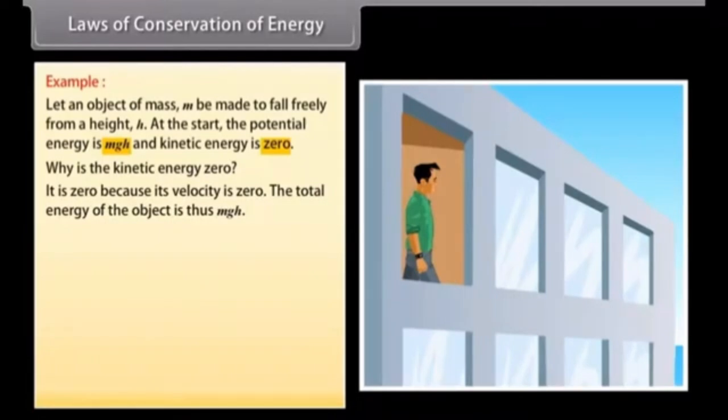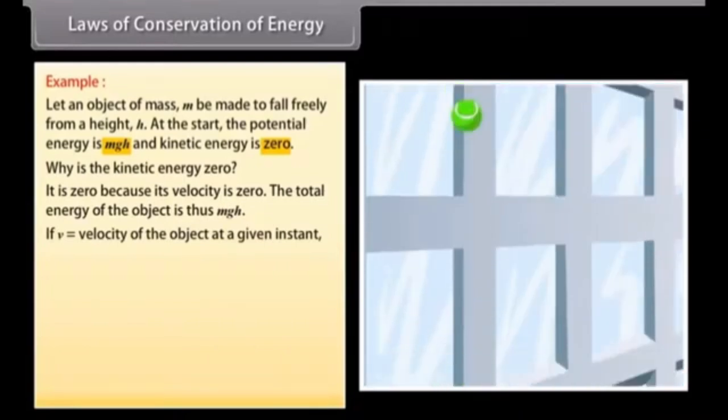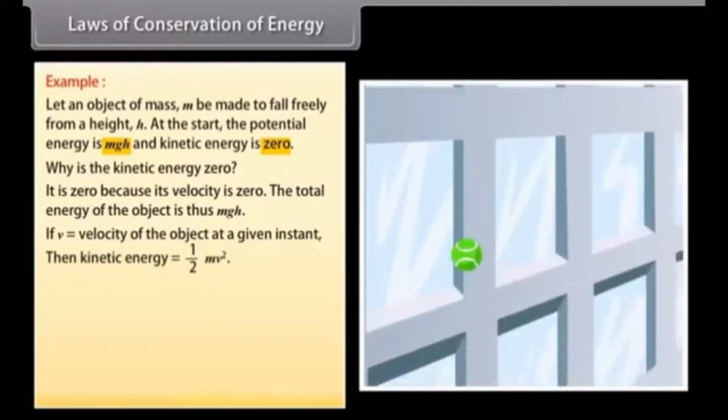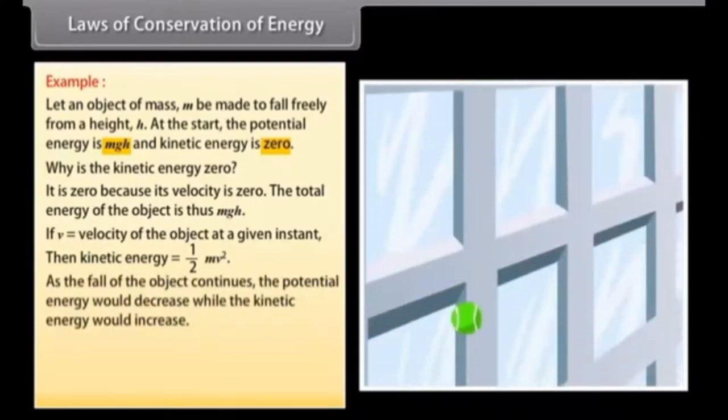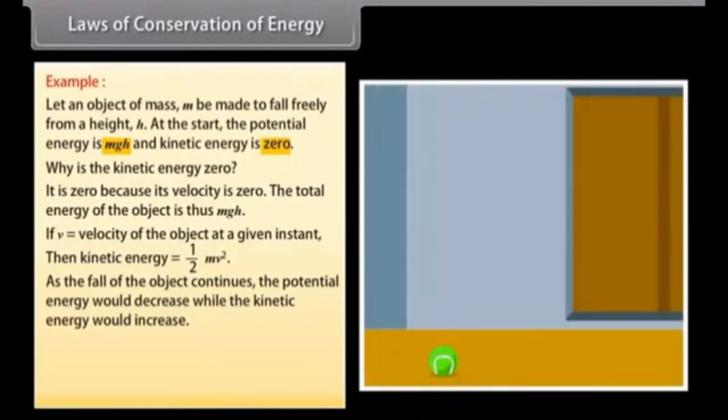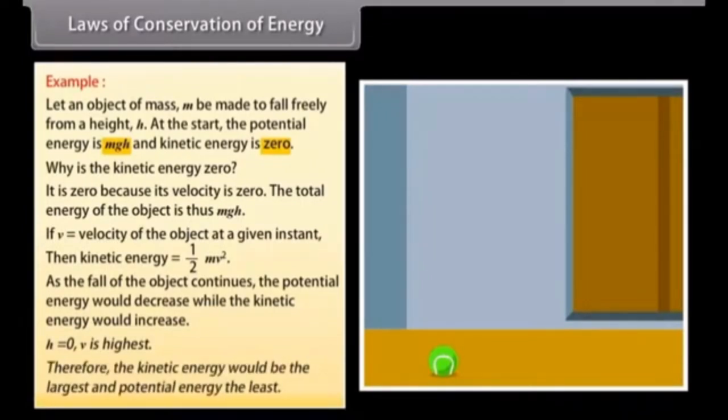As it falls, its potential energy will change into kinetic energy. If v is the velocity of the object at a given instant, the kinetic energy would be 1/2 mv square. As the fall of the object continues, the potential energy would decrease while the kinetic energy would increase. When the object is about to reach the ground, h is equal to 0 and v will be the highest. Therefore, the kinetic energy would be the largest and potential energy the least.